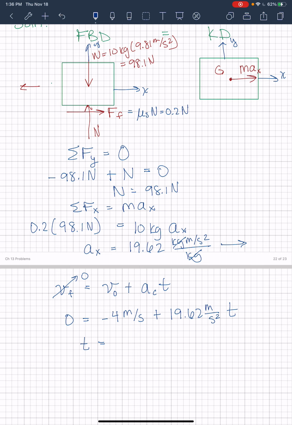Oh, wait. I think I missed something earlier. 98.1 times 0.2 equals, oh yeah, I didn't divide it by 10. I just noticed a mistake I had here. I thought that acceleration's really high, so it made me wonder. It's actually 1.962. I just forgot to divide it by the 10. So 1.962. Let's change that here.